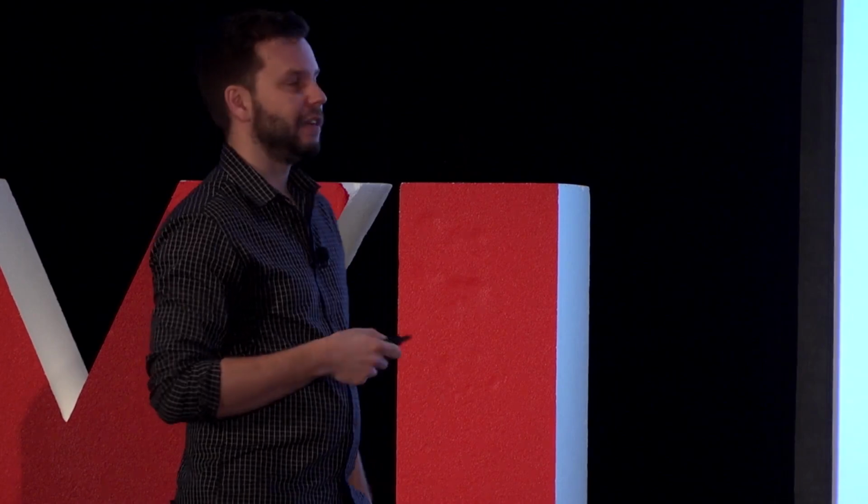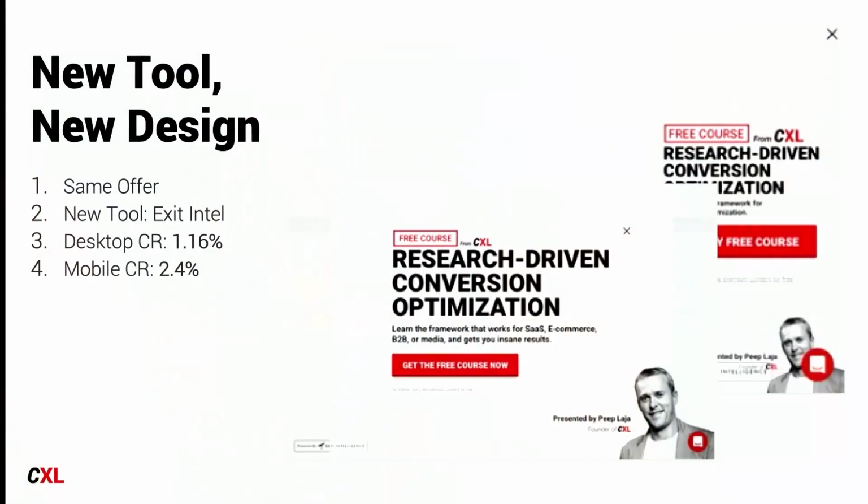And in this case, we decided to switch up to a different tool. So instead of Unbounce, we switched to Exit Intel. It has slightly different targeting rules and a little bit of different internal logic. And this was a pretty good win, so this bumped on desktop up to 1.16 and mobile 2.4%. So we're already starting to get pretty good compared to that original 0.56.